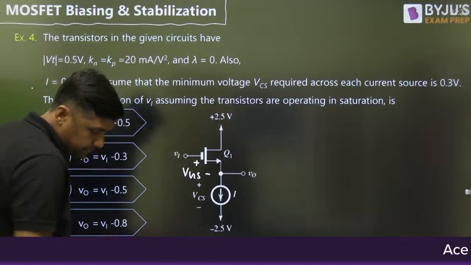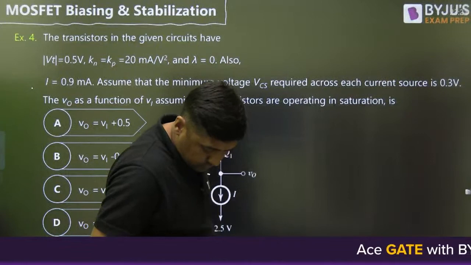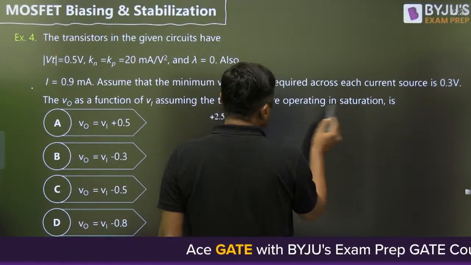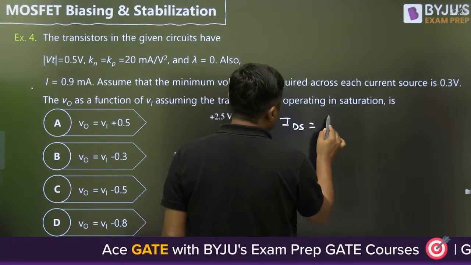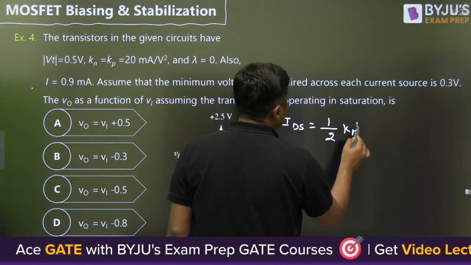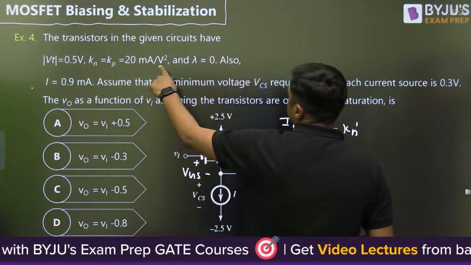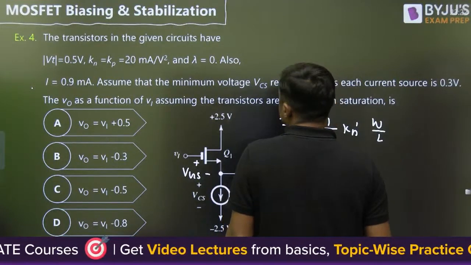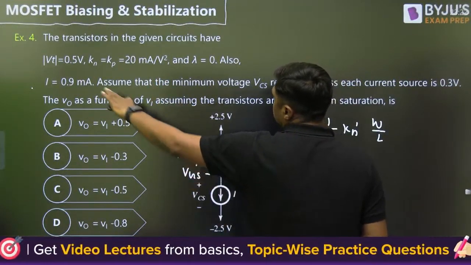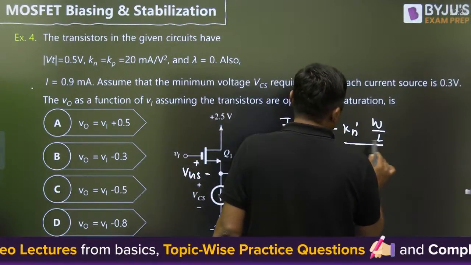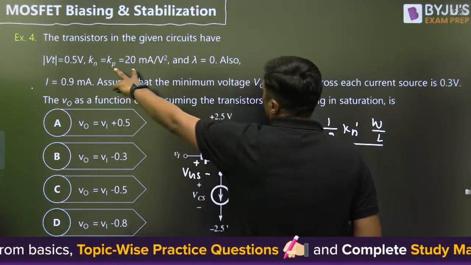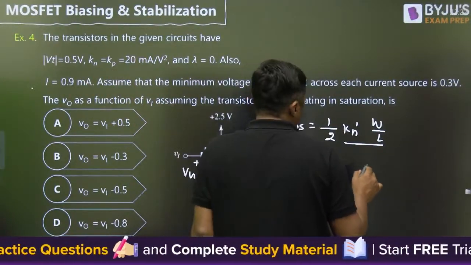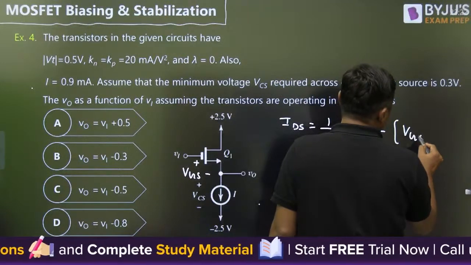What is the answer? Then in that case, because it is given in saturation, you can use this formula, right? K n', it is given, right? If W by L is not given, it is included in that. This is the complete value of this K n' W by L, that is in terms of Kn, 20 milliampere per volt square. You have to find the VGS.